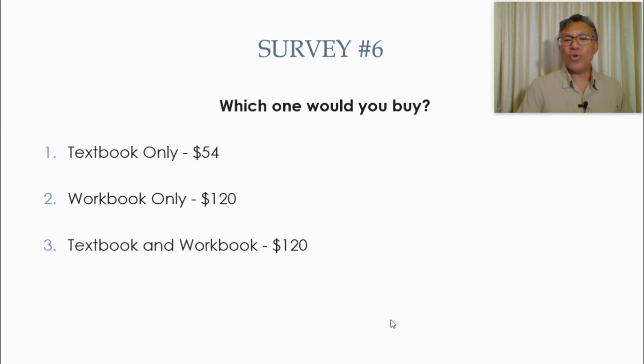Okay, so you go to the bookstore, you see your textbook for $54. Okay, required textbook. You see the workbook that's not required, but has lots of practice problems, practice exercises to get you ready for the exams. That costs $120. Or the bookstore has a package deal, right? You buy both the textbook and the workbook, also for $120. Which one would you buy? Option 1, option 2, or option 3?